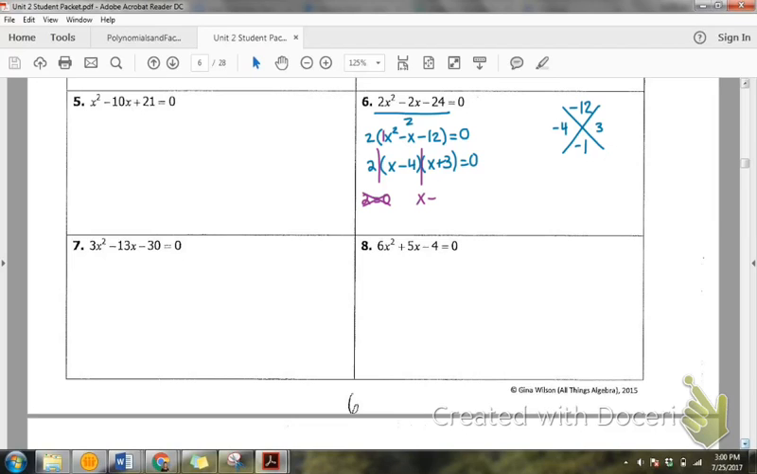So then you have x minus 4 equals 0, x plus 3 equals 0. So we get x to be 4, x to be negative 3. We'll write it in our fancy solution set. Okay, any questions on that one?